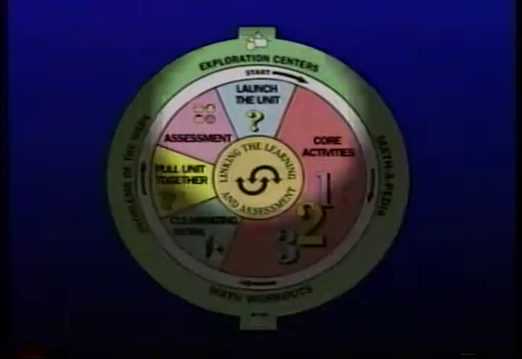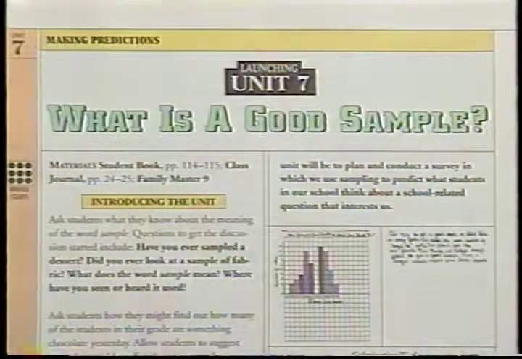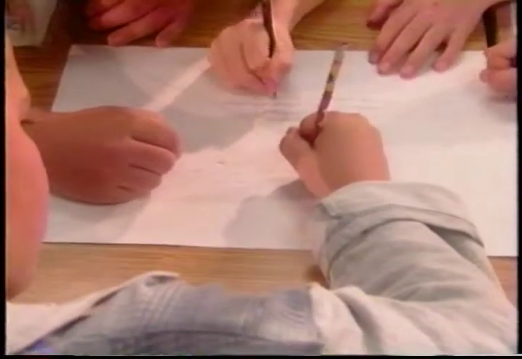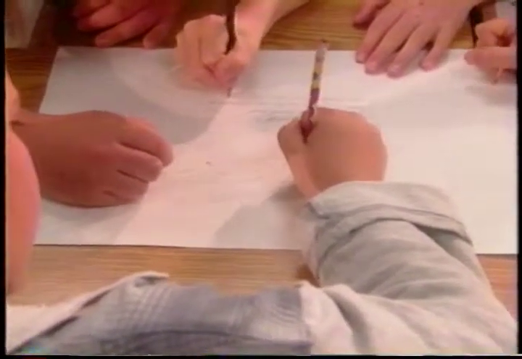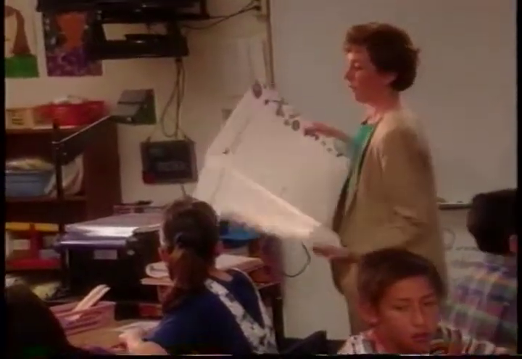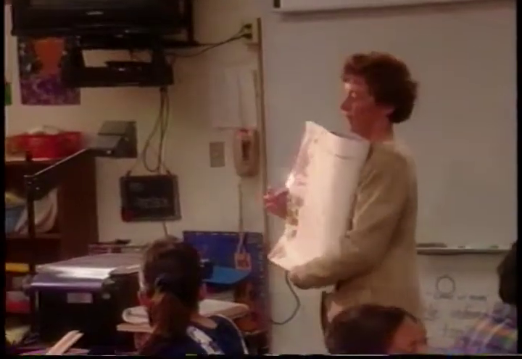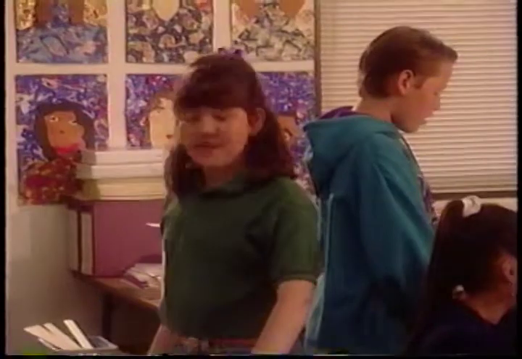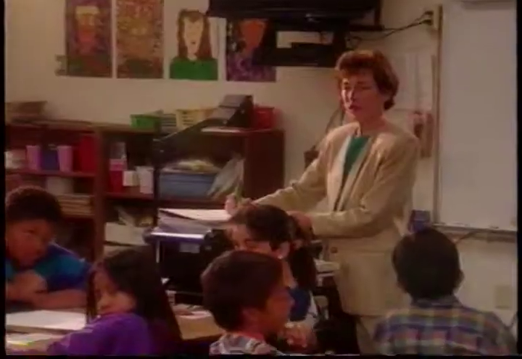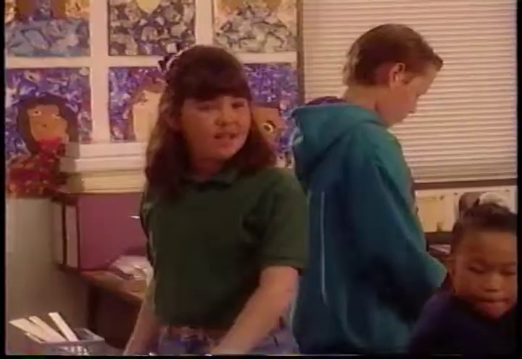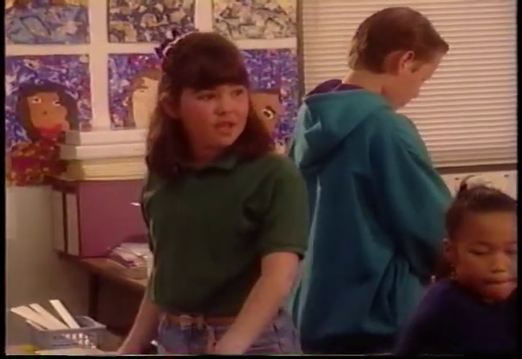Gretchen launches the unit on sampling and making predictions by having the students brainstorm. The students work in groups of 4, discussing sampling. She uses the class journal to record the students' ideas. The class journal will be revisited at the end of the unit. Our group thought that a sample was something you can go to the store and try, and then if you like it, you can buy the whole thing.